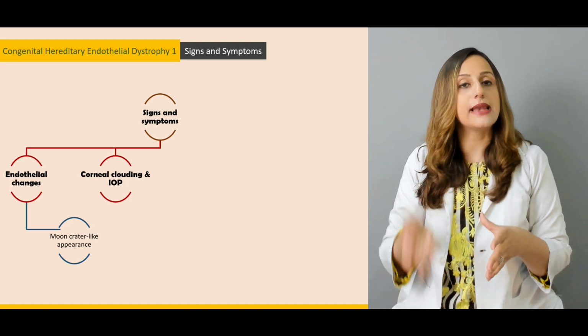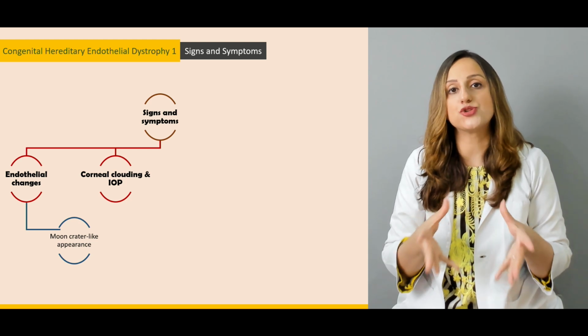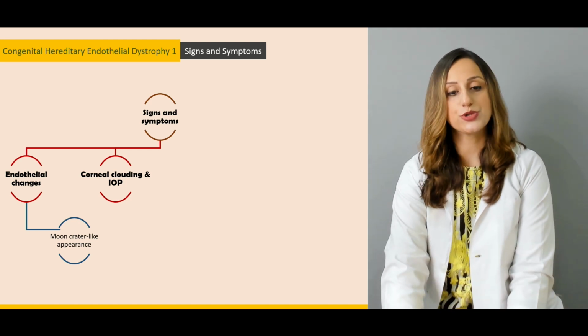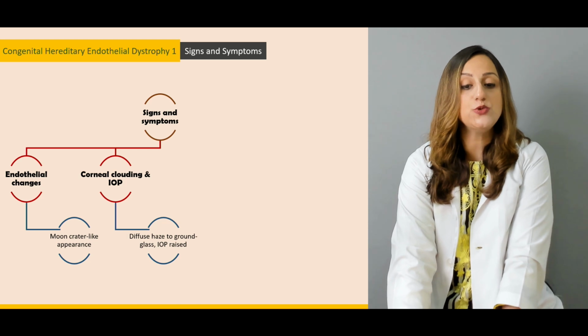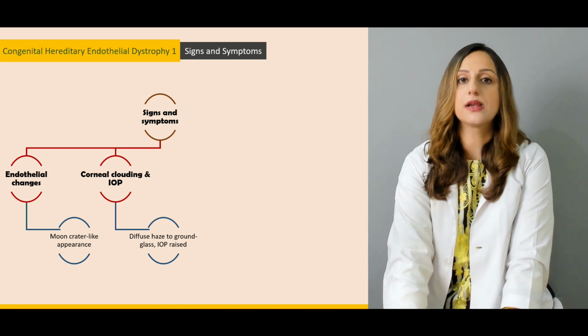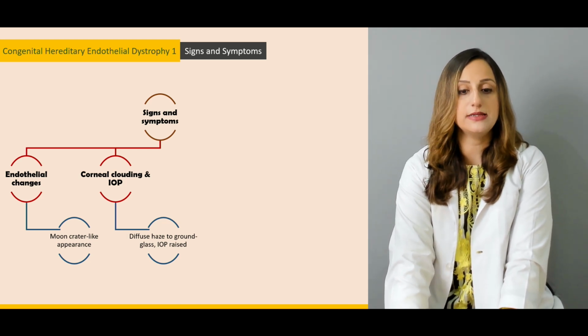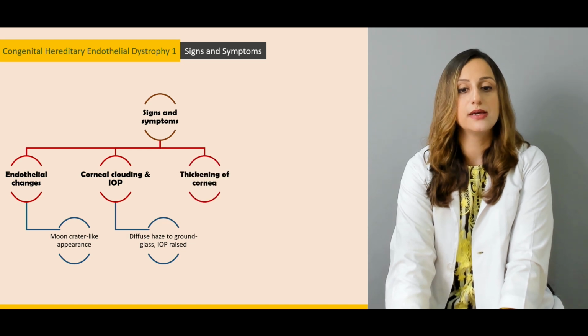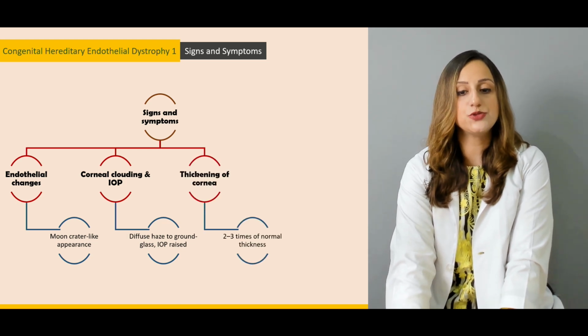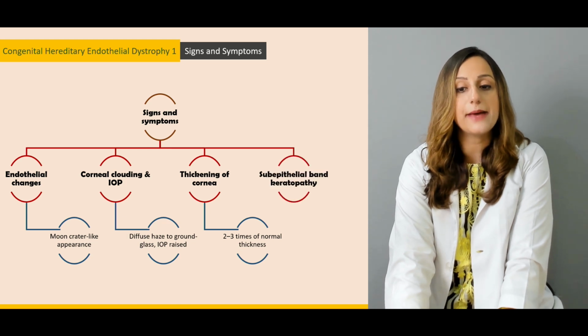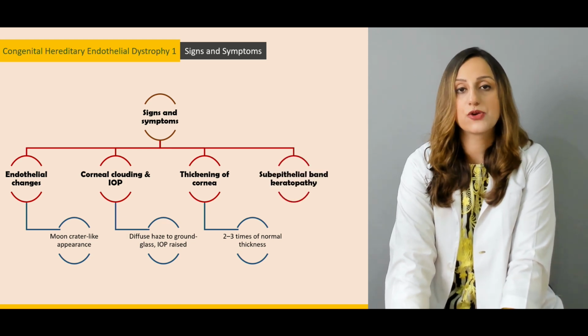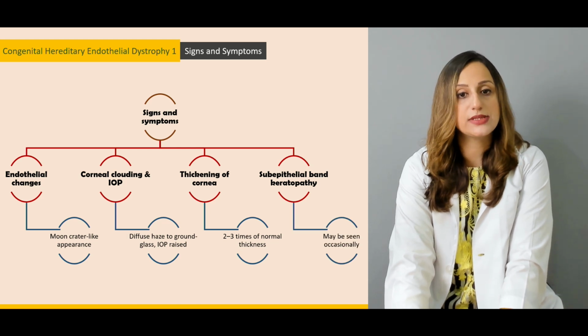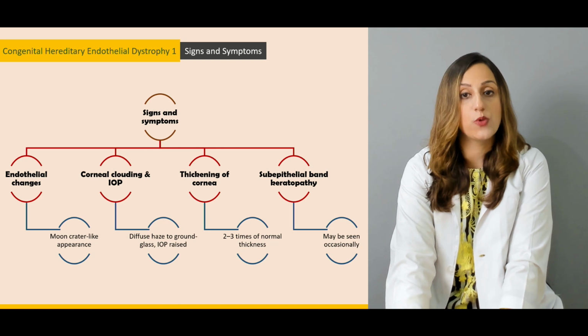Then the corneal clouding and an increase in the intraocular pressure is also noted down, when you're going to have a diffuse haze to a ground glass appearance of the haziness and intraocular pressure is raised. The thickening of the cornea 2 to 3 times of the normal thickness, as well as the subepithelial band keratopathy, may be occasionally seen for these patients of endothelial dystrophy type 1.